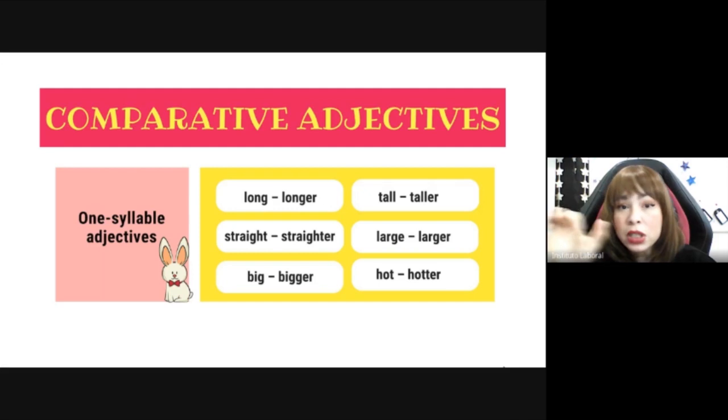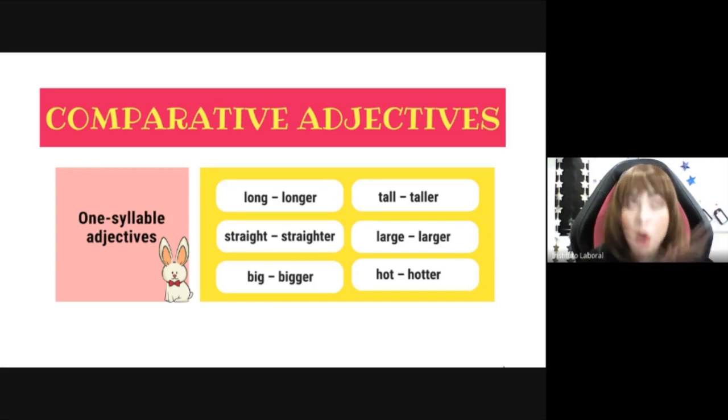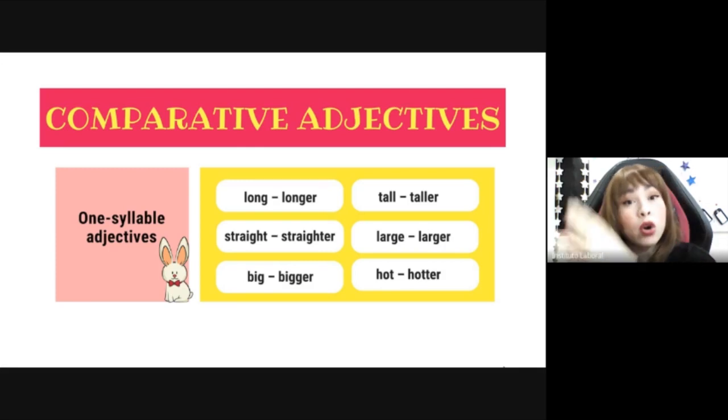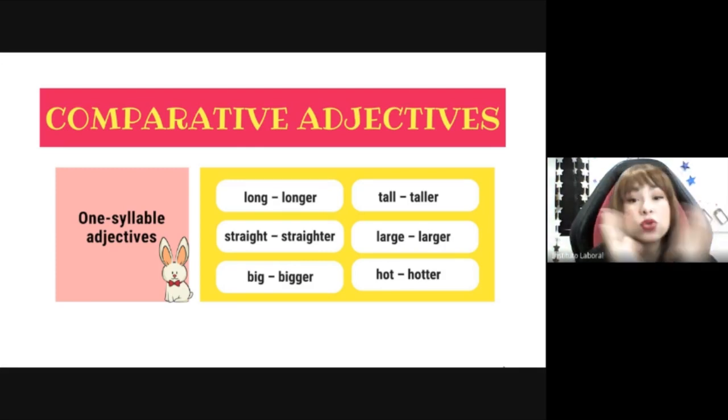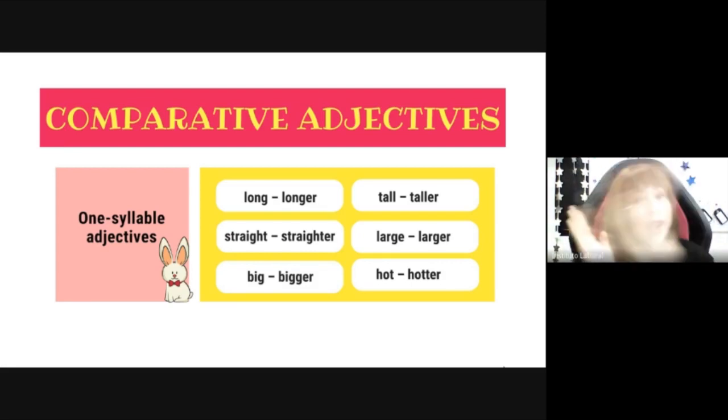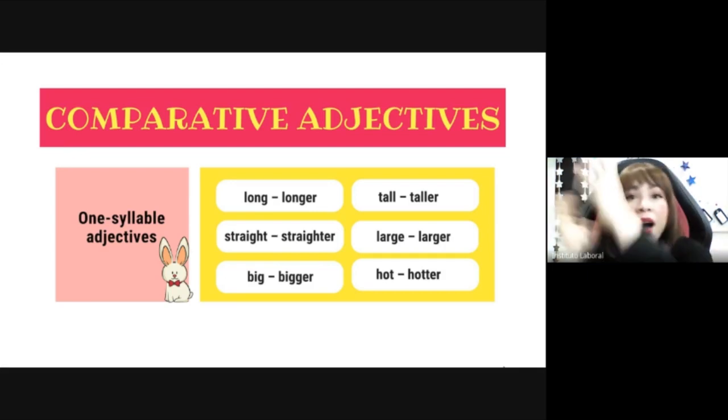We add these two letters to the word. For example, long is only one syllable. It sounds only once. So long is a one syllable adjective, so we add the suffix er. Long, longer. Tall, taller. Straight, straighter. Large, larger. Big, bigger. Hot, hotter.